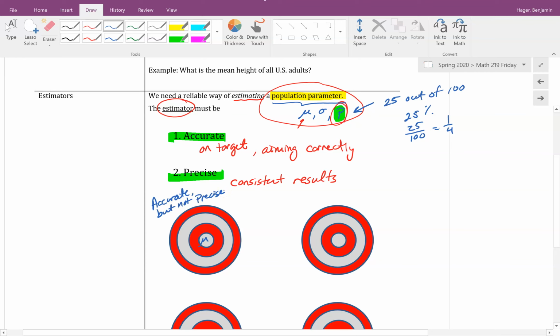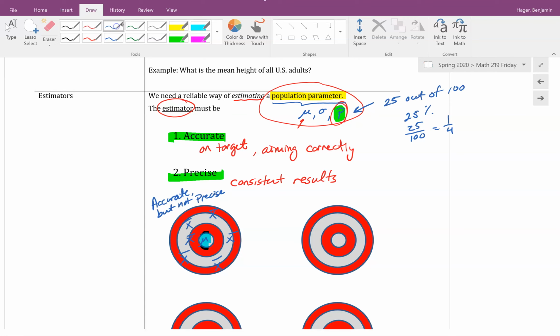Accurate meaning it's on target, you're aiming right, but precise meaning that you're not getting consistent results. So maybe when you sample and you look at a bunch of sample means, maybe you're clearly aiming at the target because you've got the thing surrounded, right? So you're aiming right in the correct spot, but you're not that consistent, okay?